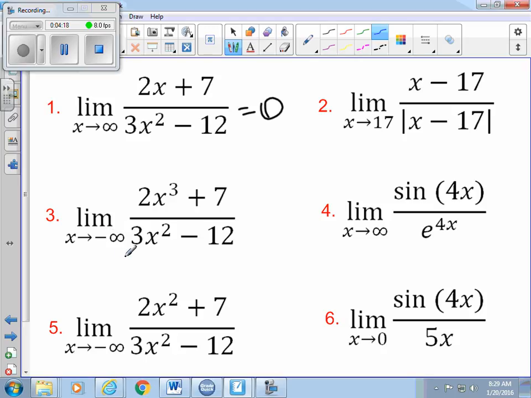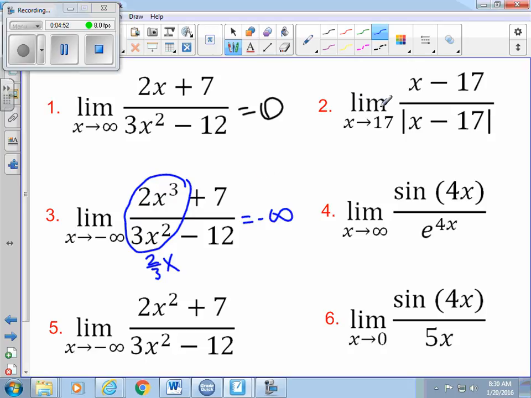Approaching negative infinity, you have the same thought process. You look at the highest powers, and the highest powers are these two. That does reduce to 2/3 x. Does everyone agree with that? And as x approaches negative infinity, what does 2/3 x approach? Negative infinity. You do need to know which side of infinity, which way that's going, whether it's positive infinity or negative.